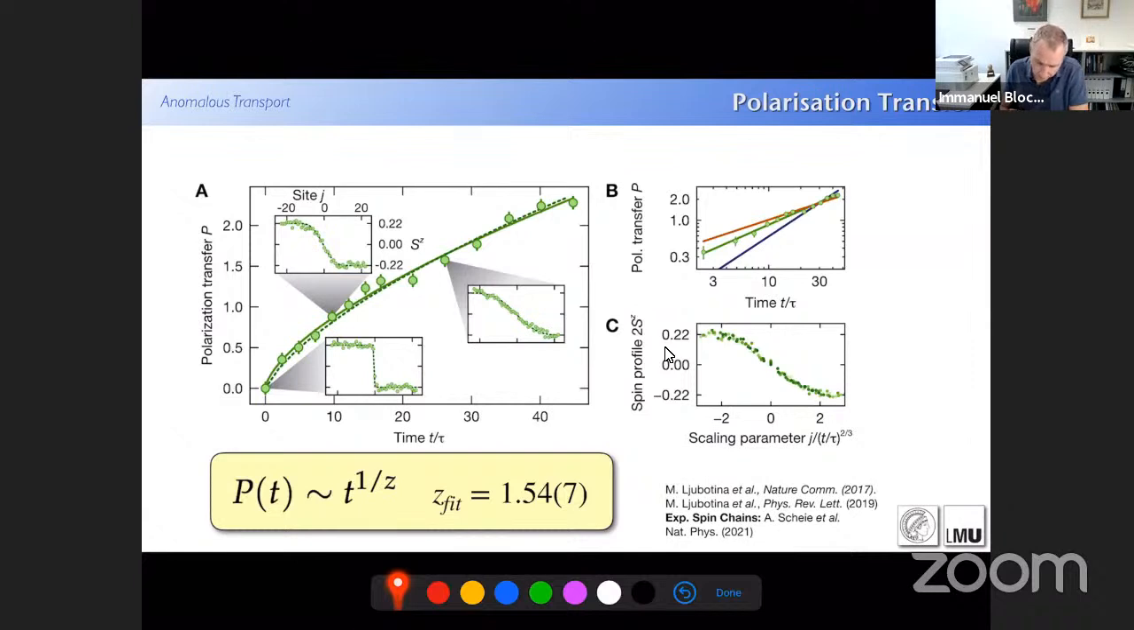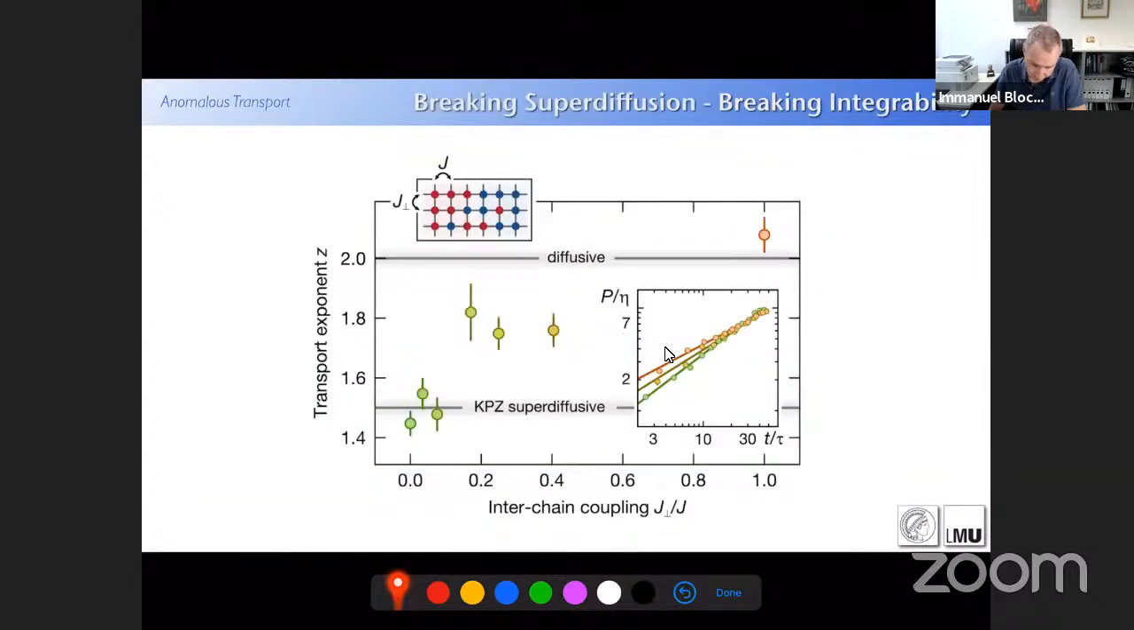We also see that if we scale these spin profiles with this KPZ scaling function, or the integrated KPZ scaling function, they all collapse. Here's this scaling parameter, and the spin profiles at different evolution times all collapse. And we can also compare how this polarization transfer would look for a ballistic case, where z is 1, where we have ballistic transport. This would be the blue curve here. Or where we have diffusive transport, where we'd have 1/2. This would be the red curve. So clearly, very nicely distinguishable, we have superdiffusion in the system.